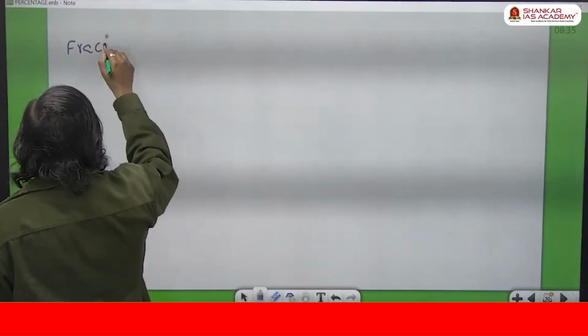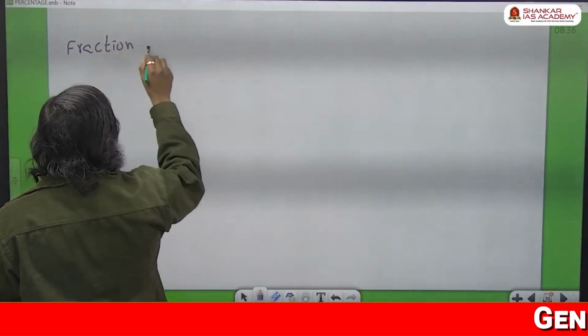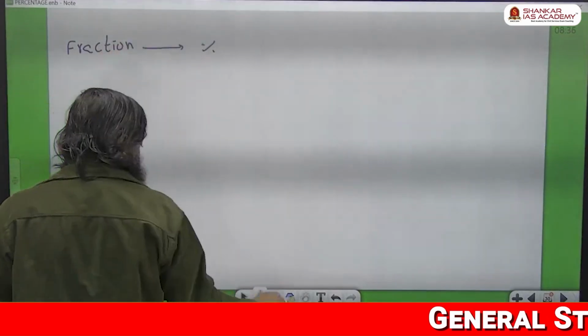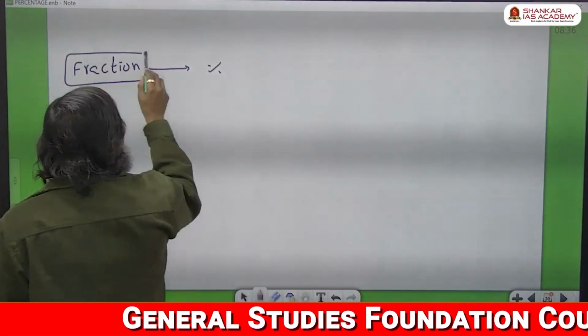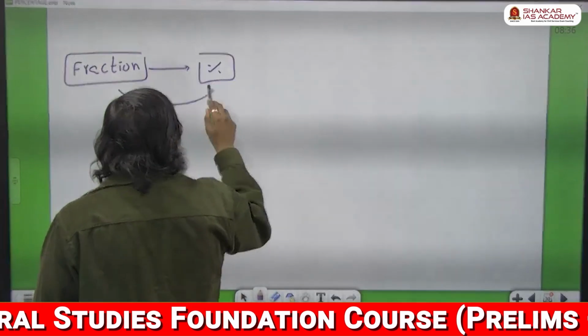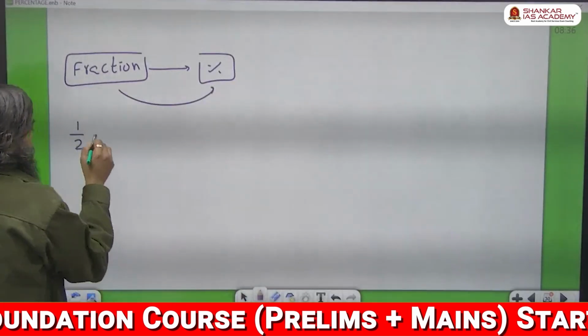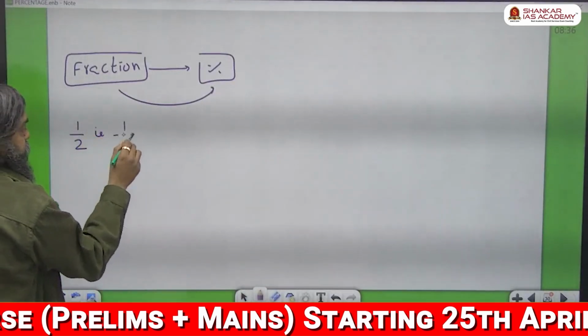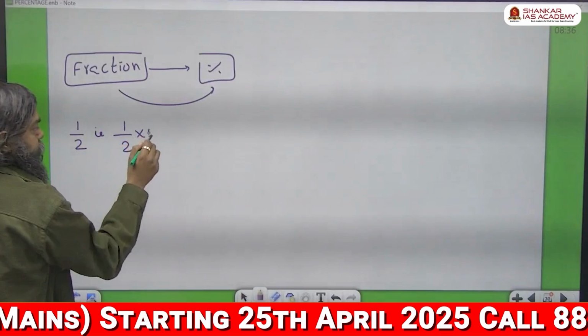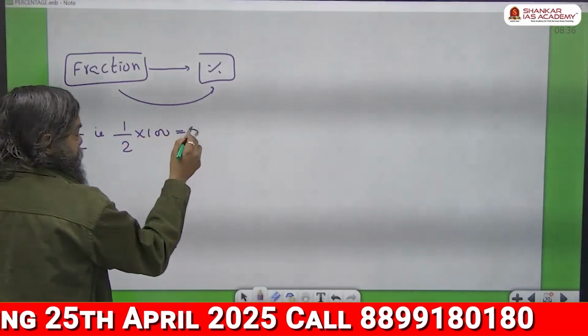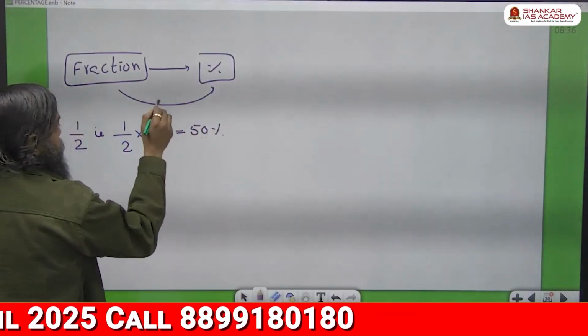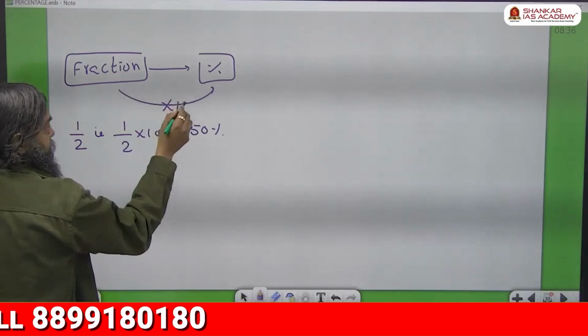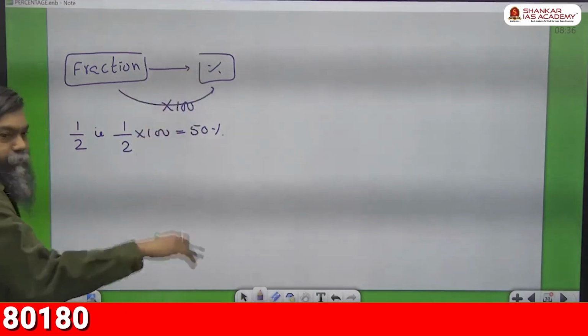So how can you convert a fraction into a percentage? For example, 1/2. How can I convert this into a percentage? That means out of 100, how much percent is this 1/2? If I multiply the fraction by 100, I am able to express it in percentage form.